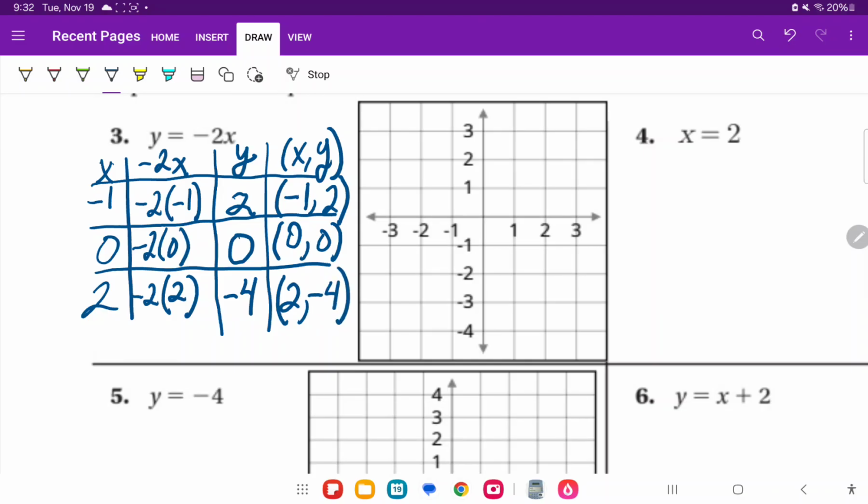All right, so then we're going to plot our points. So our first point, we go left 1, up 2, like that. And then 0, 0 is right at the origin. And then 2, -4 means I go right 2 and down 1, 2, 3, 4, like that. And then I'll sketch my line like that right there. Okay? Now we want to switch over and do this on the computer.